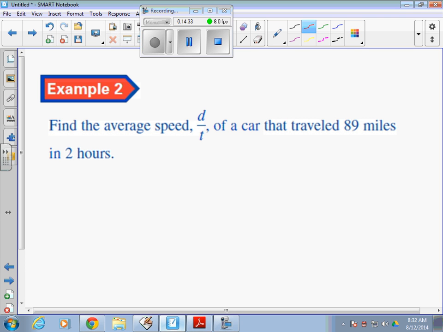Okay, let's finish this one up before we run out of time. It says find the average speed. They throw you a little bit of a curveball right there. Average speed you can call rate. So rate equals distance over time. We have a distance of 89 miles. So 89 over, we have a time they gave us of 2 hours.